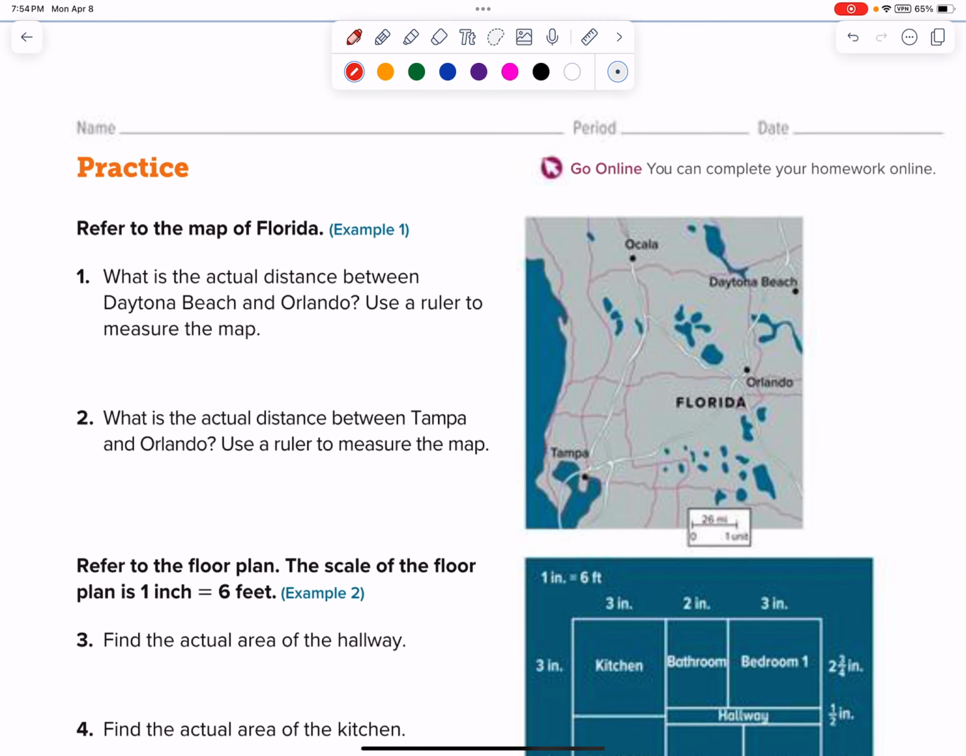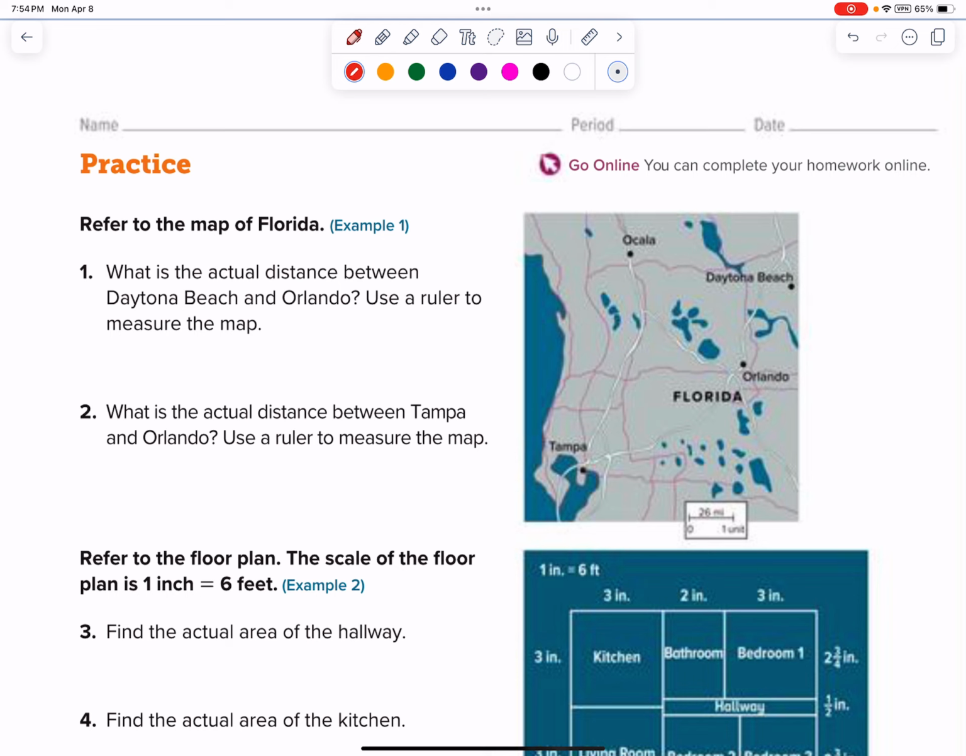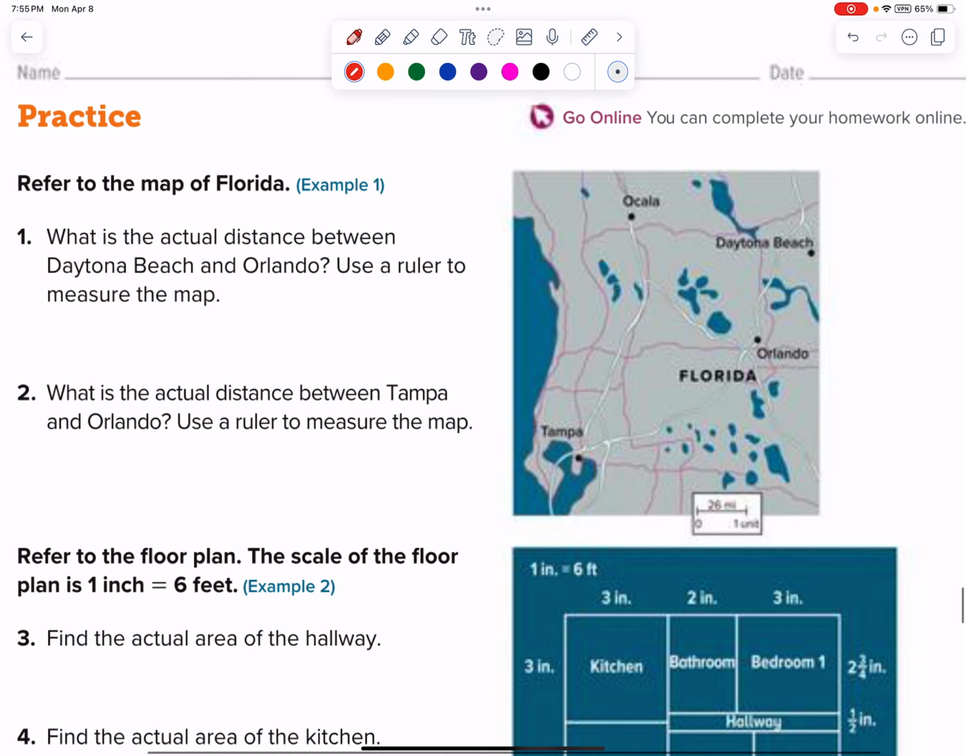All right, so here's your practice. You're going to do the same thing. It says, what's the actual distance between Daytona Beach and Orlando? Use a ruler to measure the map. And then it also says Tampa and Orlando. We didn't really do this in the practice, so let's find Daytona and Orlando. Daytona to Orlando is right here.